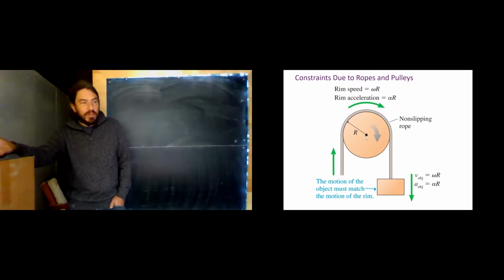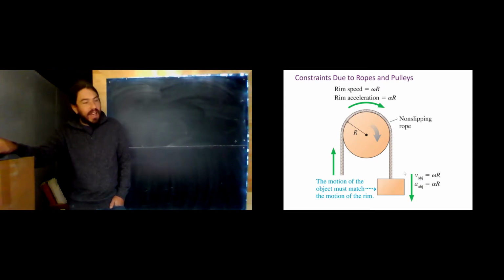The point here is that if the rope is not slipping or stretching, then the velocity of this object must be exactly the same as the velocity of this rim. The acceleration of this object must be the exact same as the acceleration of the rim of the pulley. It just kind of makes sense. How could it be anything different?